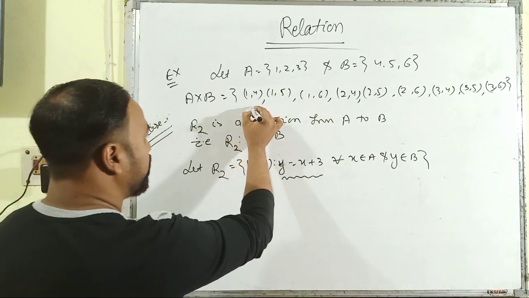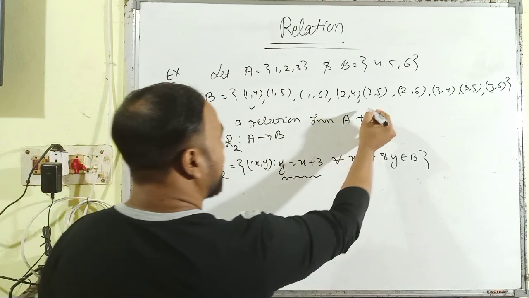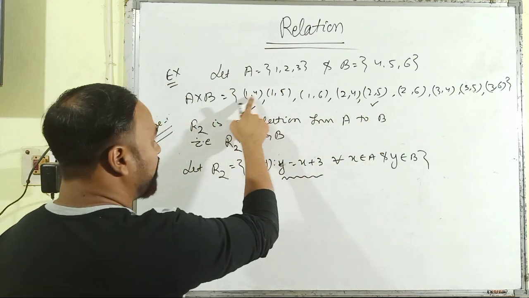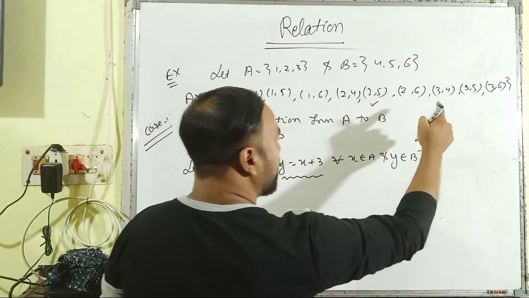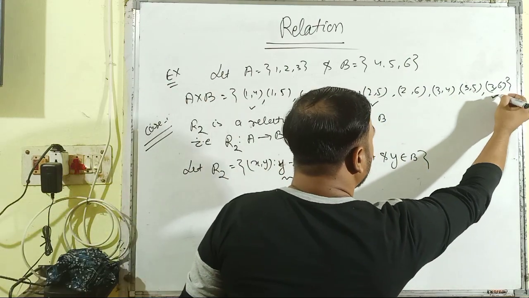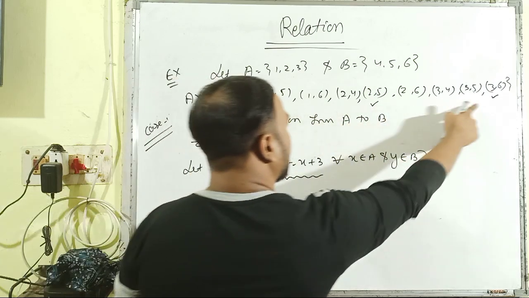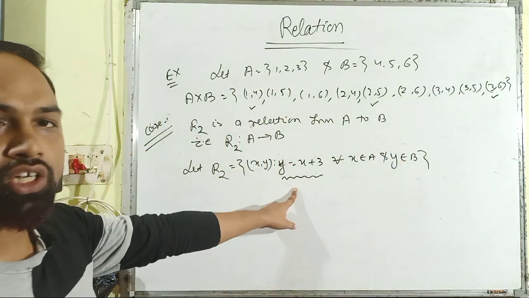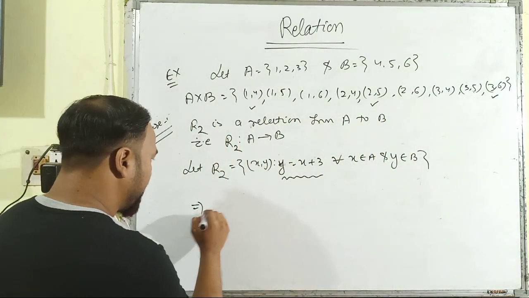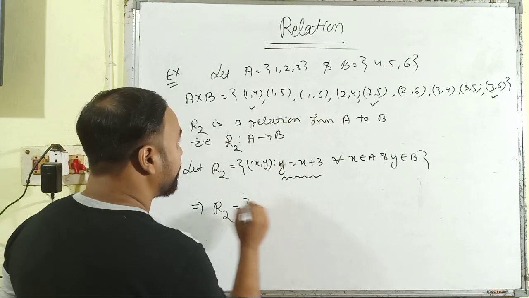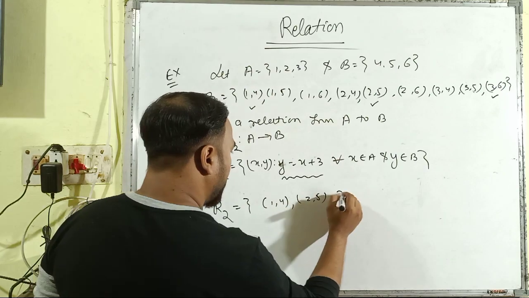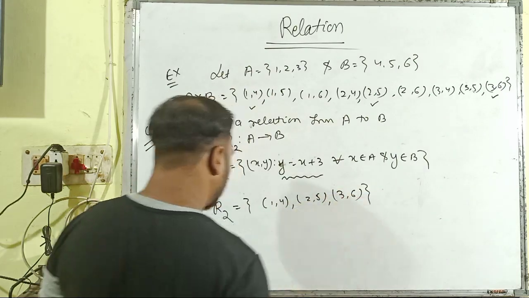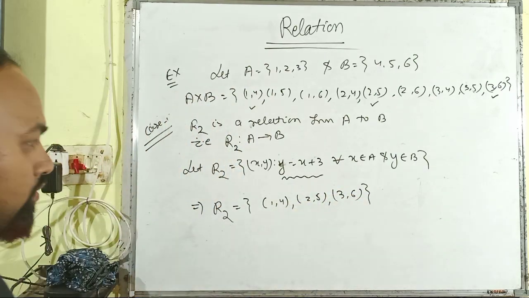That is (1, 4), then (2, 5): 1 plus 3 is 4, 2 plus 3 is 5, then 3 plus 3 is 6. So these are the 3 ordered pairs which satisfy this condition. So here we can write the relation R2 as {(1, 4), (2, 5), (3, 6)}. And R2 is a relation.